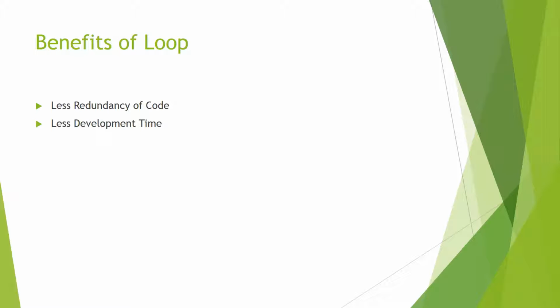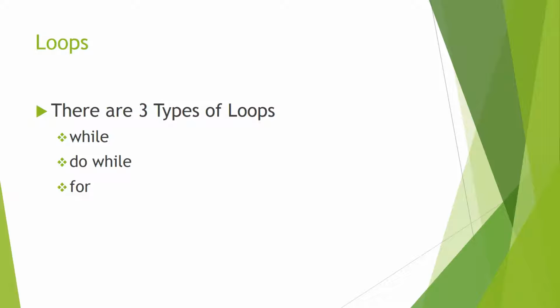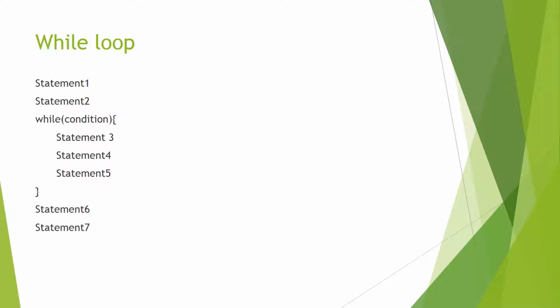Benefits of using loops. As we mentioned, loops enable the developer to execute a statement several times without needing to write this statement more than once. That guarantees less redundancy of code and less development time. We have three types of loops. We have the while loop, the do while loop, and the for loop.